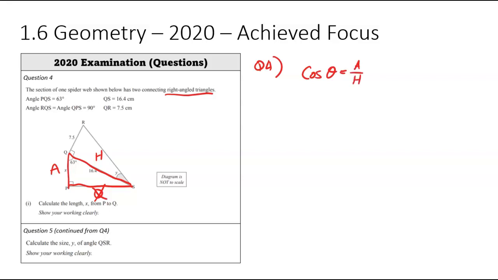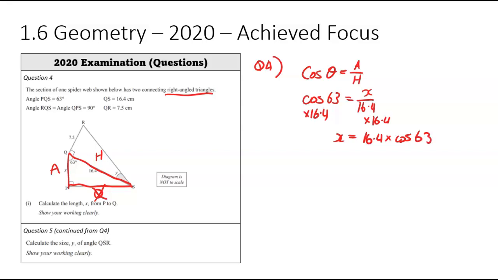I'm now going to substitute. I know my angle is 63 degrees, so that's going to become cos 63. That's going to be equal to A, which is X, and H, which is 16.4. So X over 16.4. I'm now going to use a bit of algebra. So to get rid of that divide by 16.4, I'm going to go times 16.4, and I'm going to do it to the other side as well. When I simplify that, my X will be equal to 16.4 times cos 63.